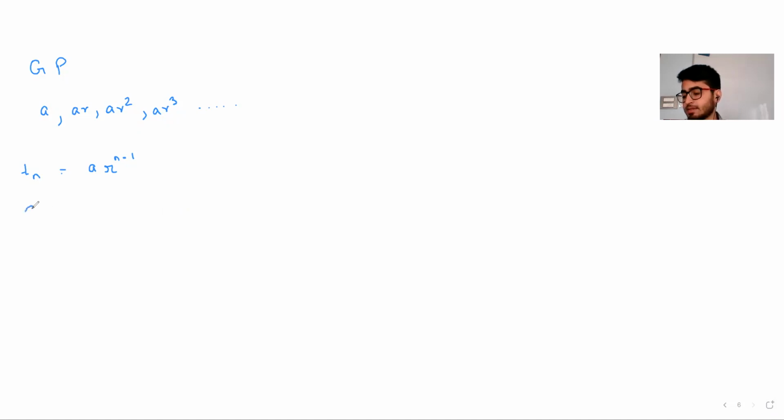This is Tn, and the sum of the first n terms is a into r to the power n minus 1, divided by r minus 1, given that r is not equal to 1.